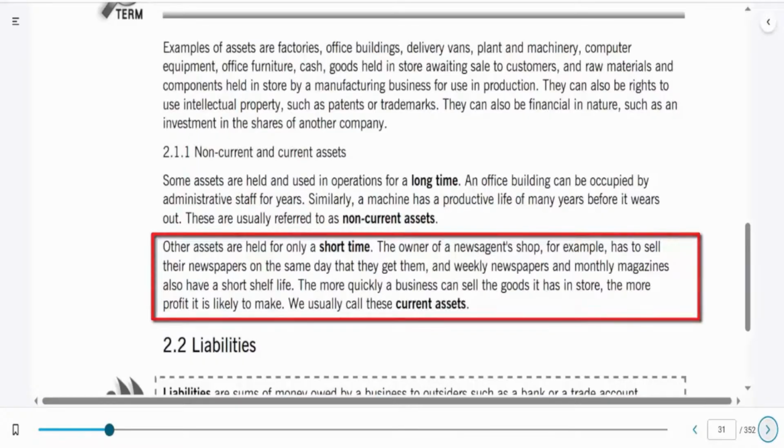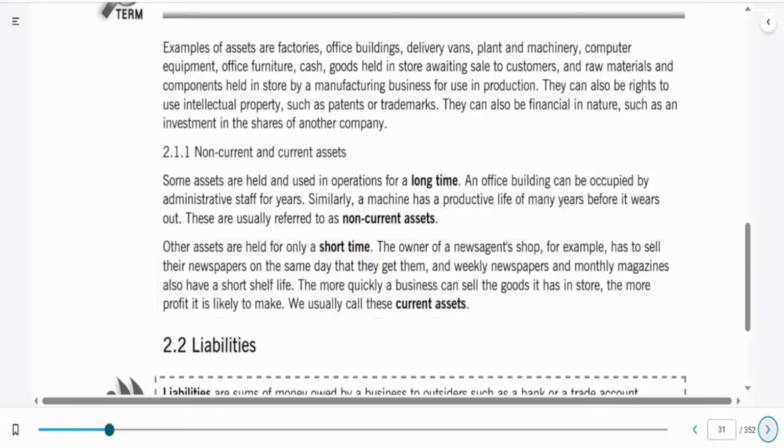For example, think about a newsagent's shop that sells newspapers and magazines. Newspapers have to be sold the same day because they quickly lose value after that.